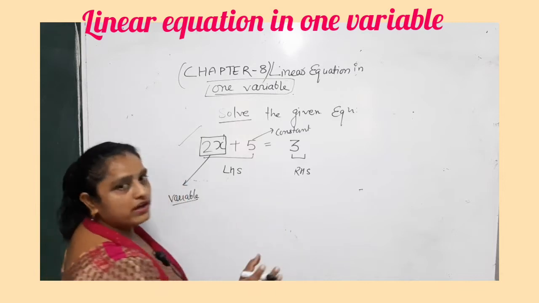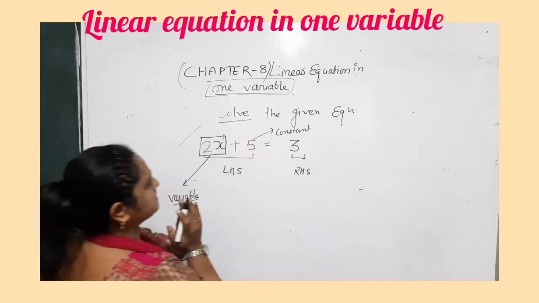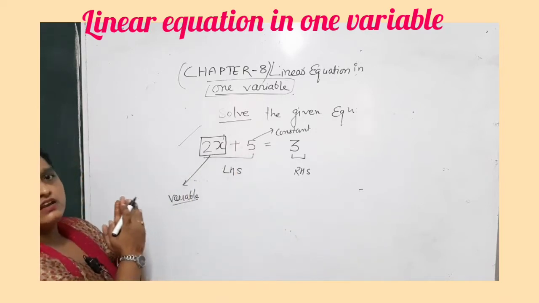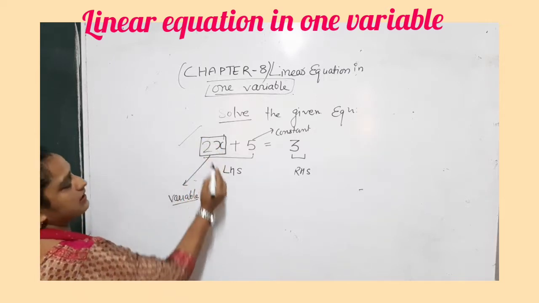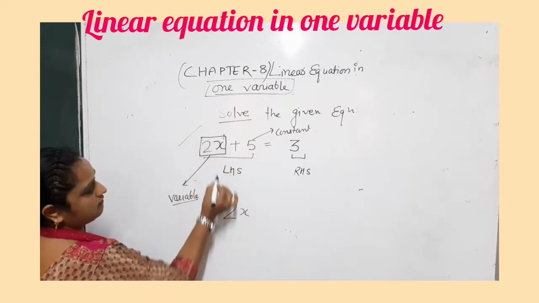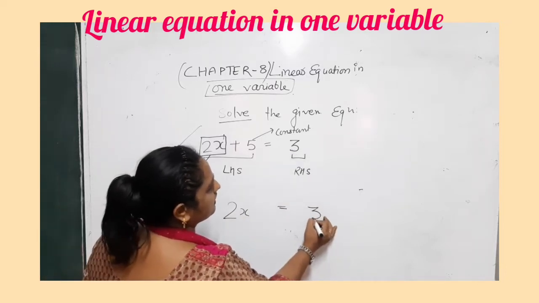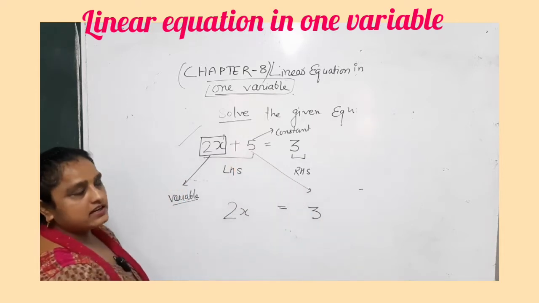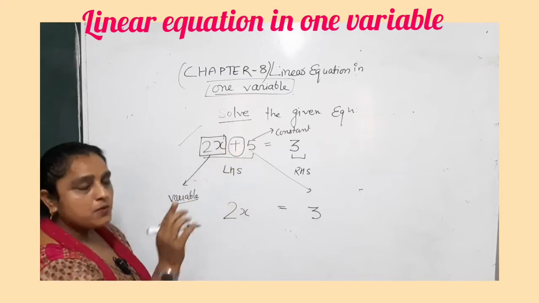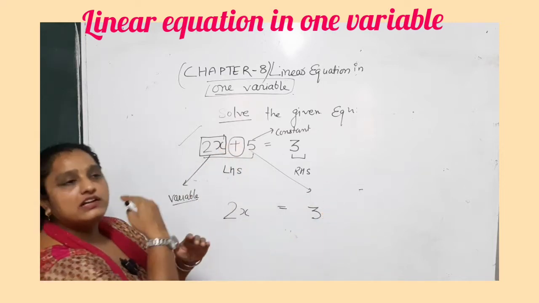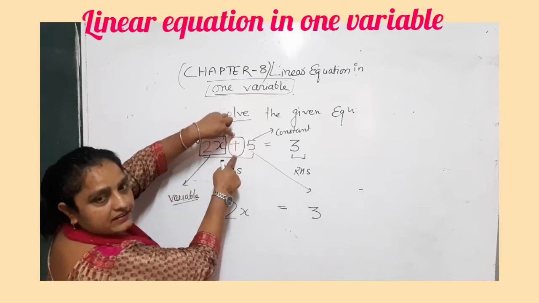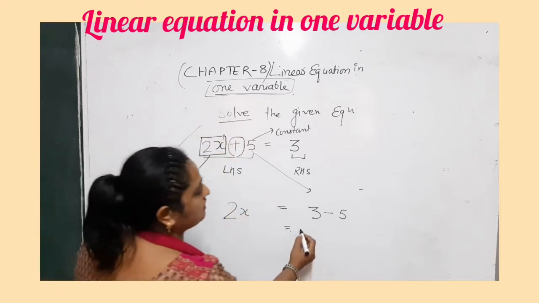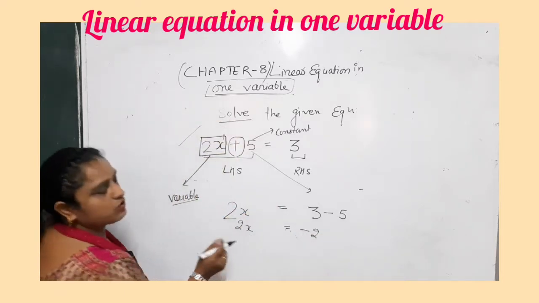So now what will we do here? We will transpose the constant to one side and take the variable on one side. So on the left hand side we will take only the variable. On the right hand side 3 is already given, but we have to transpose this constant also to the right hand side. Here there is a positive sign, but when we take it to the right hand side, we will change this sign. If it is positive, it will become negative. So 3 minus 5 is minus 2. Here 2x is equal to minus 2.